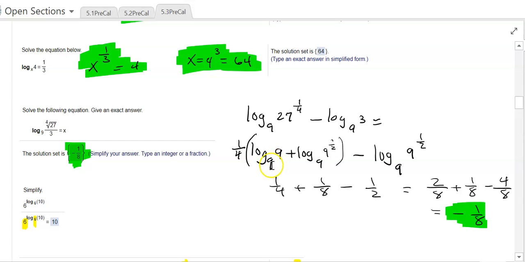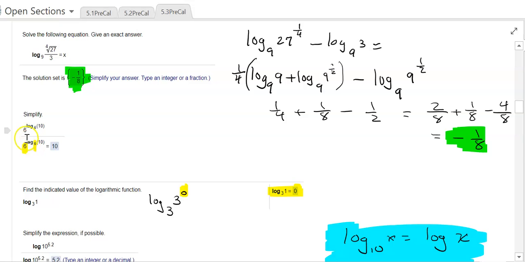And then, as we saw earlier, log base anything of the same thing is 1, or this exponent. So 1 times 1/4 is 1/4. Here, the exponent is 1/2. So 1/2 times 1/4 is 1/8. So that's where those numbers came from. And then I rewrote 3 as 9 to the 1/2 power, so I have the same base here, so I could say that this reduces to 1/2, and then I just combined.